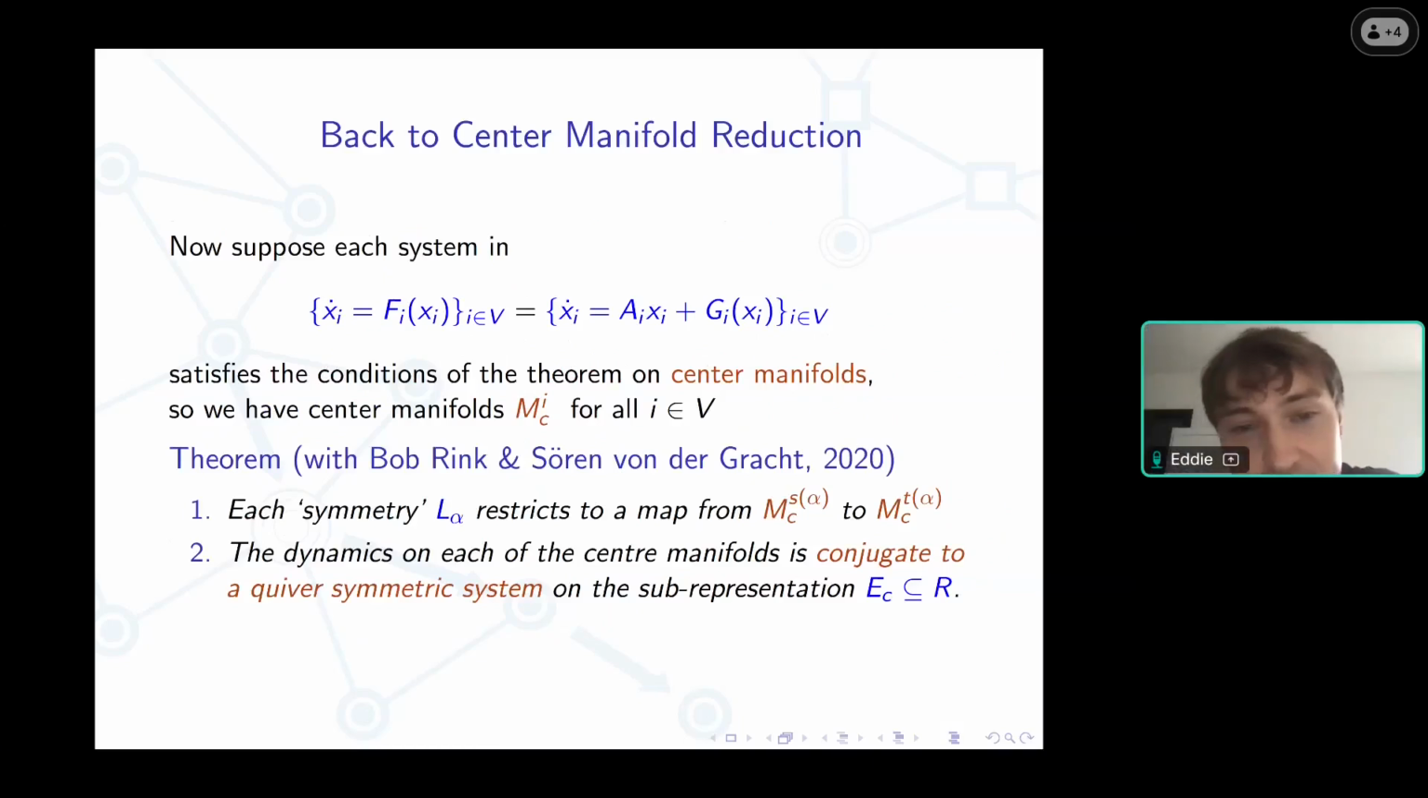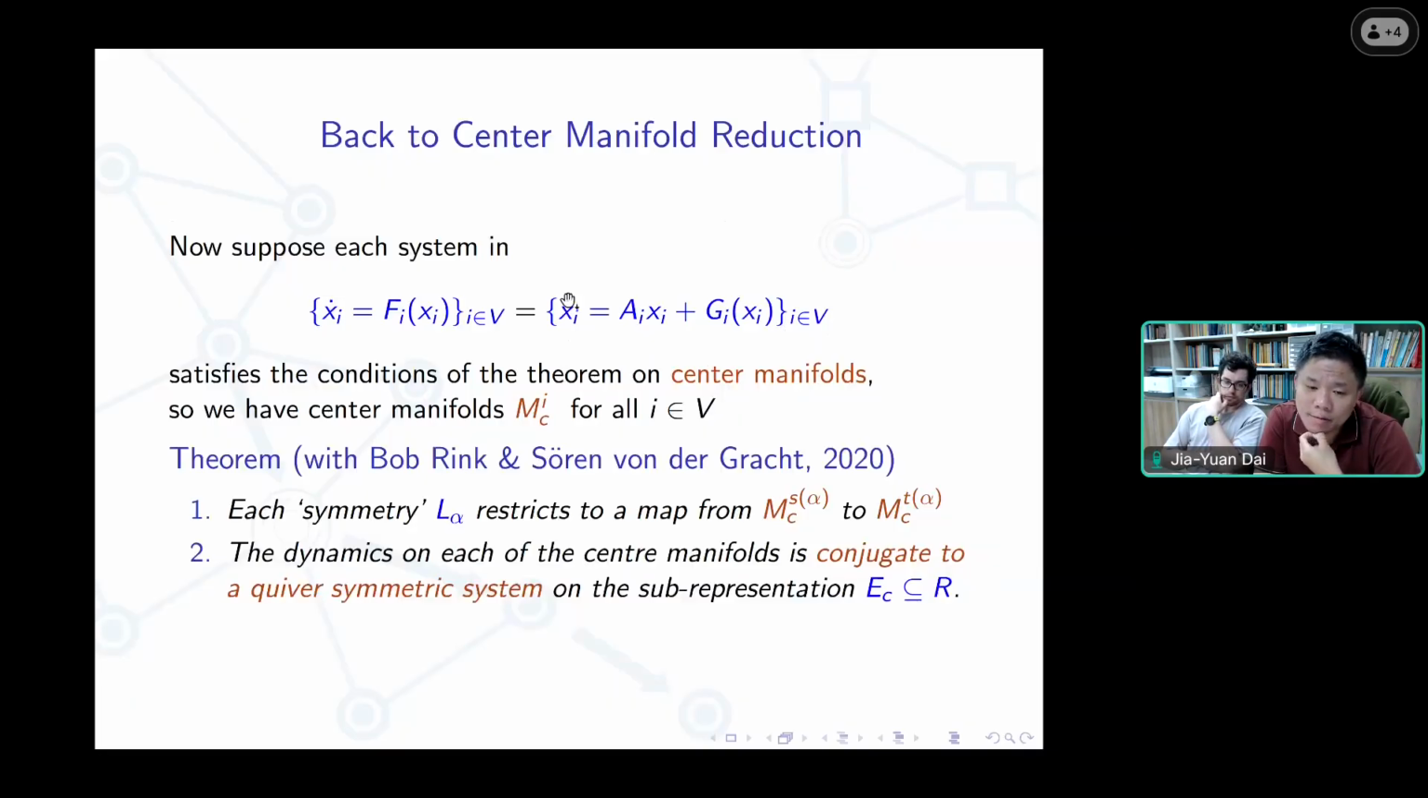Yeah, no worries. This stuff is always confusing the first time you hear it. So we have a quiver symmetric system. So we have a bunch of vector spaces and a bunch of linear maps in between. And we have a bunch of ODEs. I'm going to do center manifold reduction for each of these ODEs. So they each give me a center manifold.